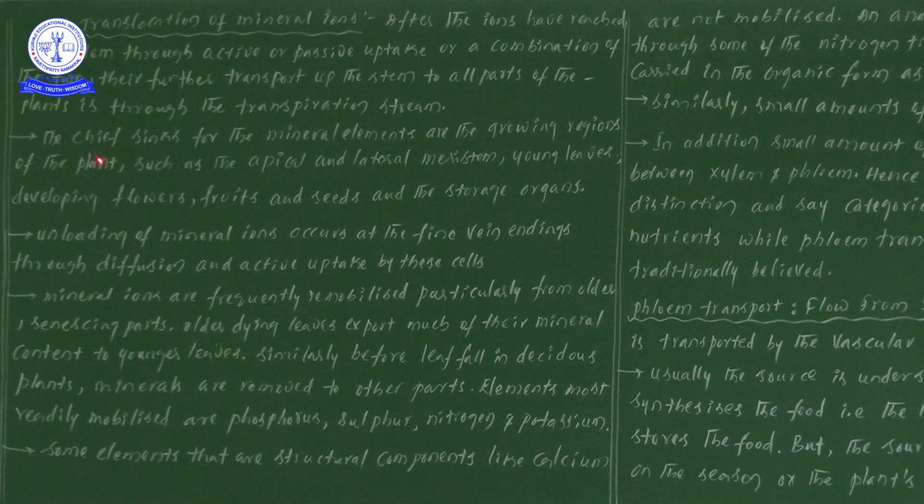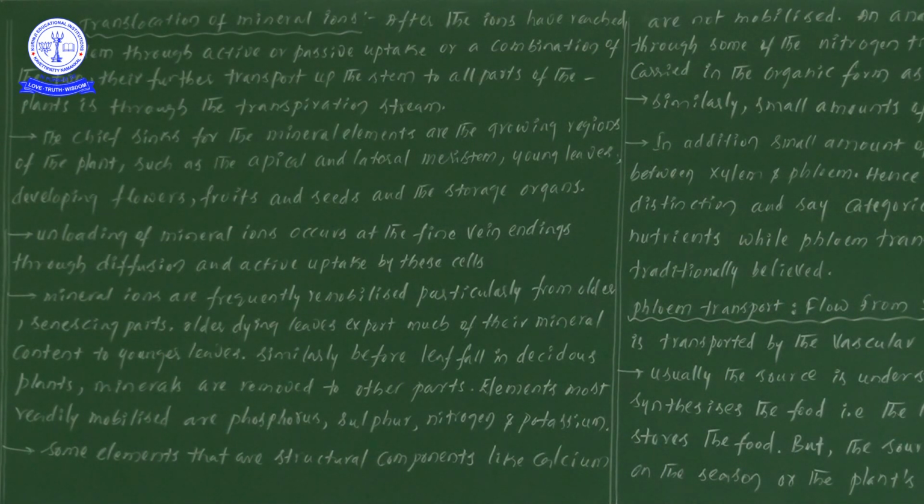From here onwards the information is important, so listen carefully. The chief sinks for the mineral elements are the growing regions. Sink, don't forget, is nothing but where the plant is going to utilize the food materials. Now we have seen that the chief sinks for the mineral ions are the growing regions.